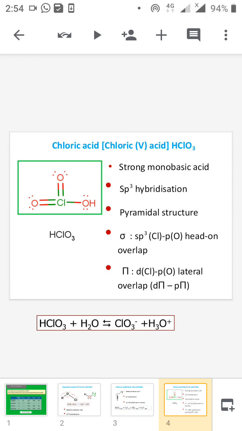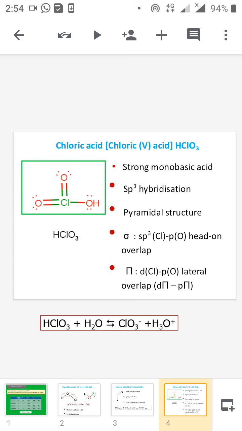And the OH group can generate the H+ ion very easily. That's why it is a strong monobasic acid. The hybridization is sp3 hybridization, and it is a pyramidal geometry.